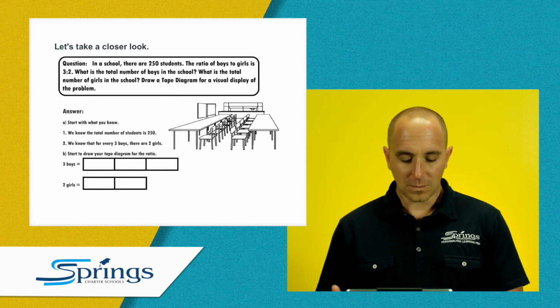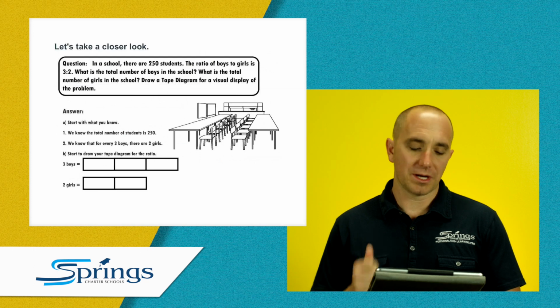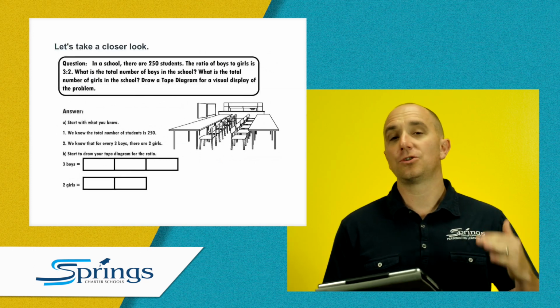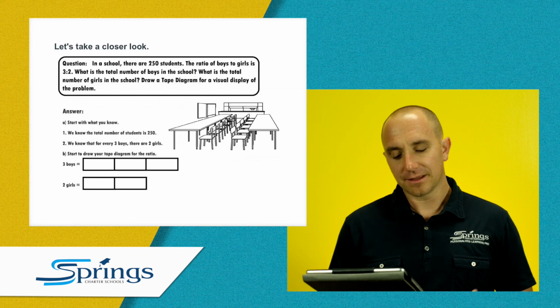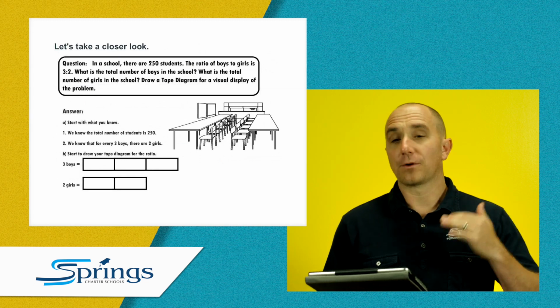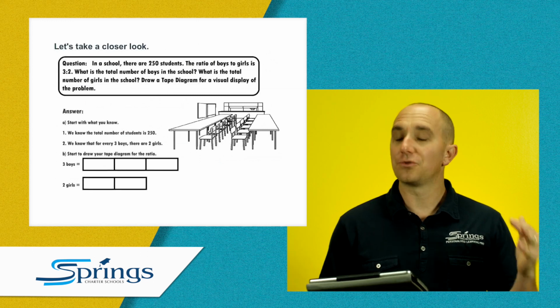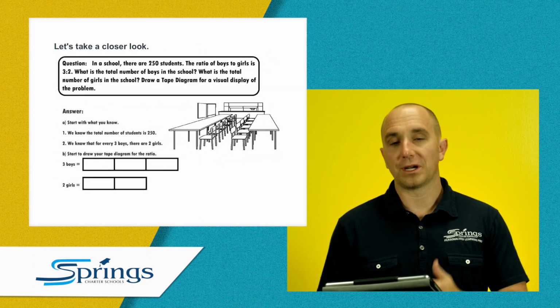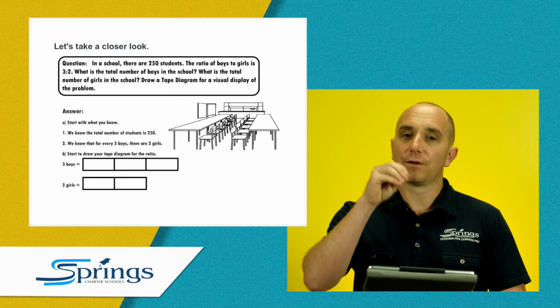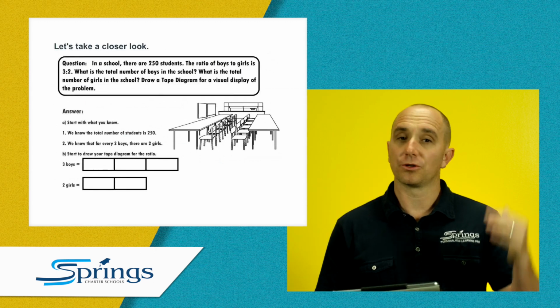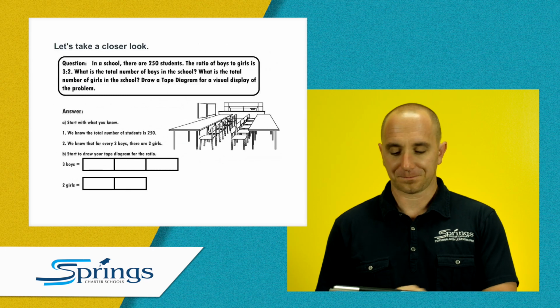Okay, first let's start with what we know. The first thing we know is that the total number of students is 250. The second thing is that for every 3 boys, there are 2 girls. So we're going to start by drawing the tape diagram for the ratio. At the top here, we have 3 bars for the boys and 2 bars for the girls. So we have a ratio of 3 boys to 2 girls.